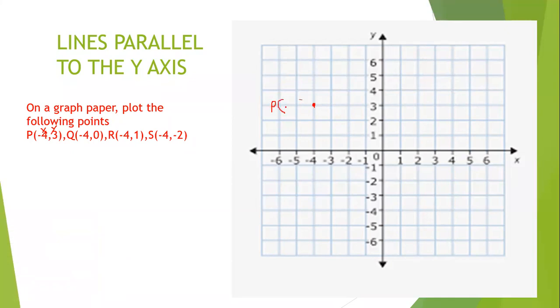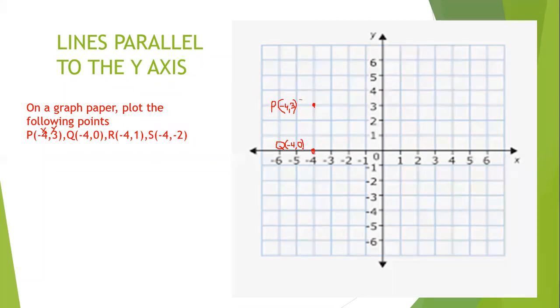And the coordinates are -4, 3. Right. The next point is -4, 0. Now here we have 0, which means it is on the axis. Now the x coordinate is -4, so on the x-axis, we have -4 over here. Right. So here is our point Q. I am just writing here Q and the coordinates also in the bracket -4, 0.